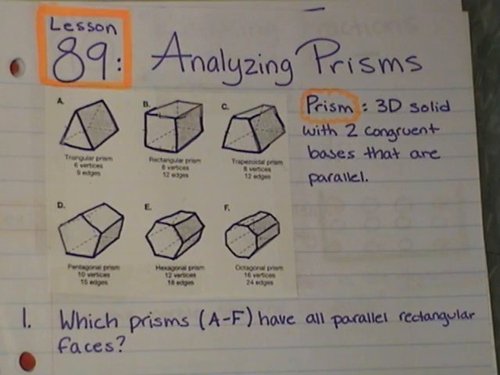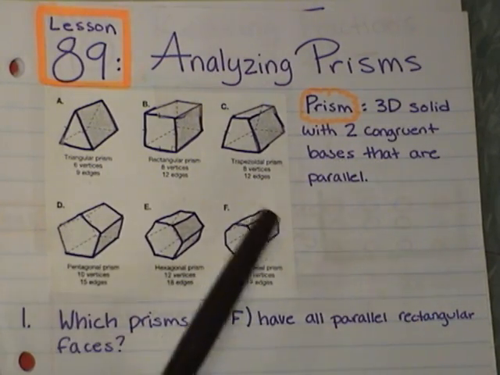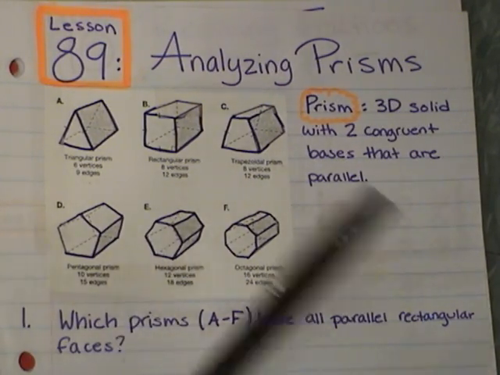A prism is a 3-dimensional solid with 2 congruent bases. The bases are always parallel, so that means if we drew a straight line from them, they would never, ever touch. The shape of each pair of bases can be any polygon, meaning any sided shape. The shape of the base determines the name of the prism. So if we look here, our base right here is a triangle, so it's a triangular prism. Our base here is a rectangle, so it's a rectangular prism.